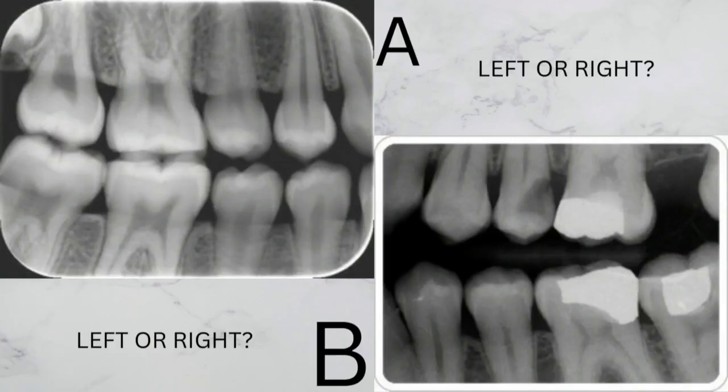So starting with the image labeled A on the left side, is it left or right? Can you write it down in the comment section below for me? I will tell you that since it started on the 6s, which is the first molar, lower first molar, or lower second molar, then this is the right side. But for the B, it is the left side because it started from the first premolar.